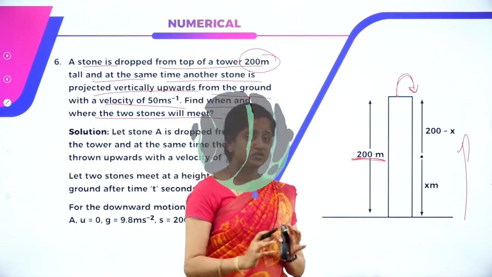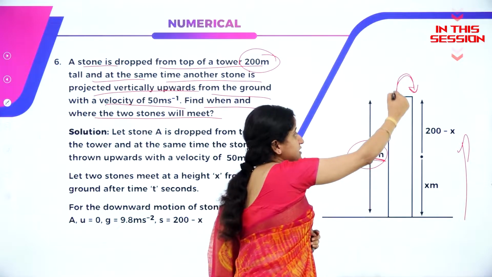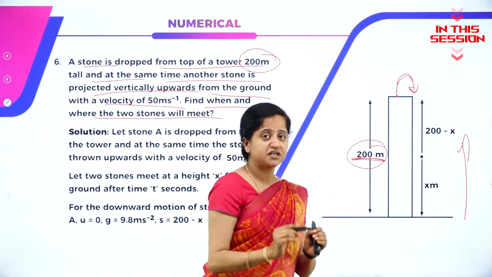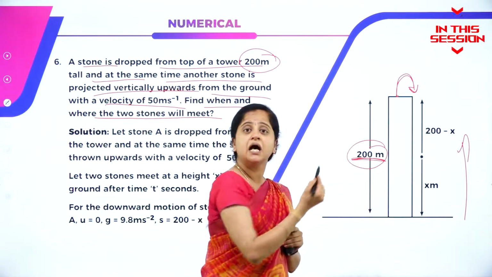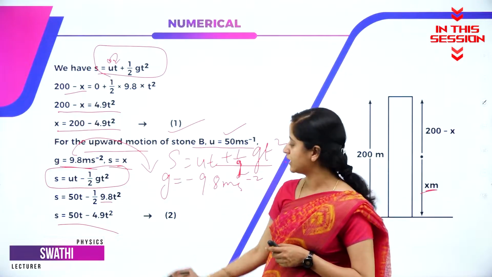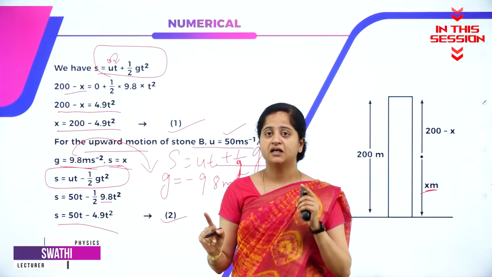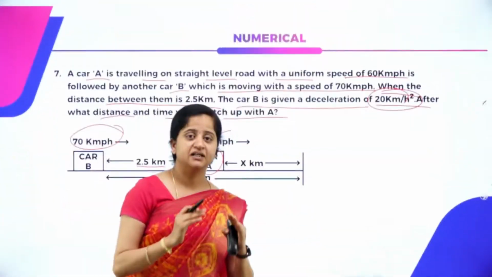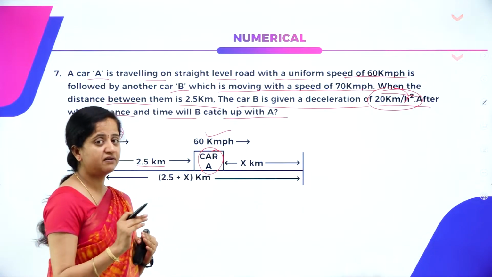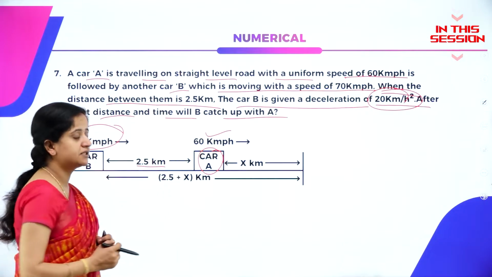We have to assume that this is the tower of 200 meter. One stone is dropped from the tower, at the same time the another stone is projected vertically upwards. Half into 9.8, that is 4.9 t square, and we'll call it as equation 2. So equation 1 is for stone A and equation 2 is for stone B. When the distance between the two cars is 2.5 km, car B is given a deceleration of 20 km per hour square.